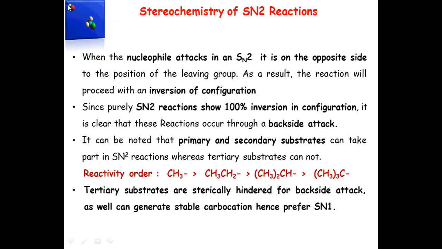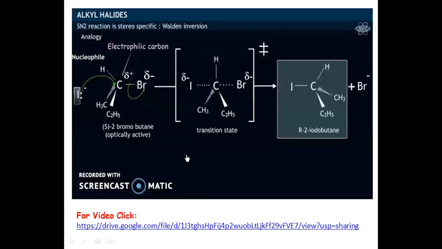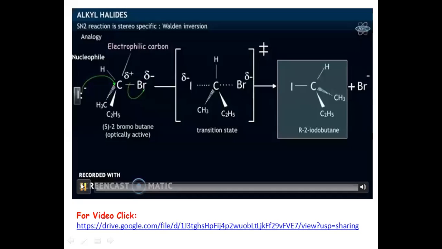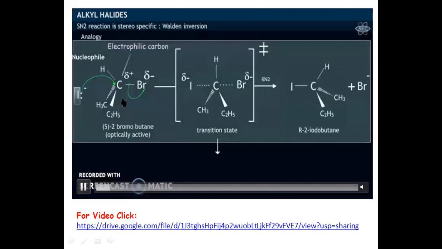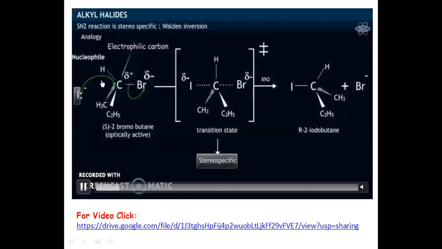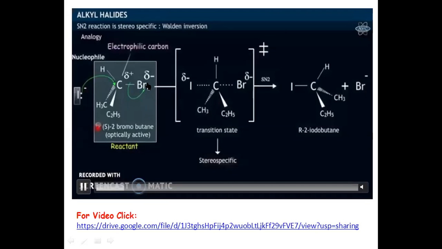So here we have shown that your nucleophile will always approach from the opposite side of the leaving group when it is SN2. So let us check again how exactly this reaction occurs. If this is your optically active S-2-bromobutane, and iodide is coming from the backside of the leaving group. Iodide is a good nucleophile as compared to Br. It is a strong nucleophile as compared to Br. Therefore, it can replace Br.